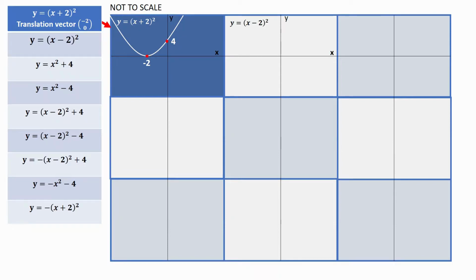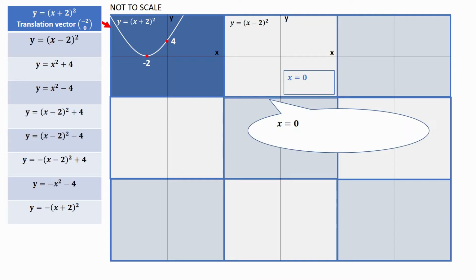The next graph is y equals (x minus 2) all squared. When x equals 0, y equals (negative 2) all squared, giving y equal to 4. The point (0, 4) is plotted. When y equals 0, (x minus 2) all squared equals 0. Finding the square root of both sides gives x minus 2 equals 0, and so x equals 2. And the point (2, 0) is plotted.